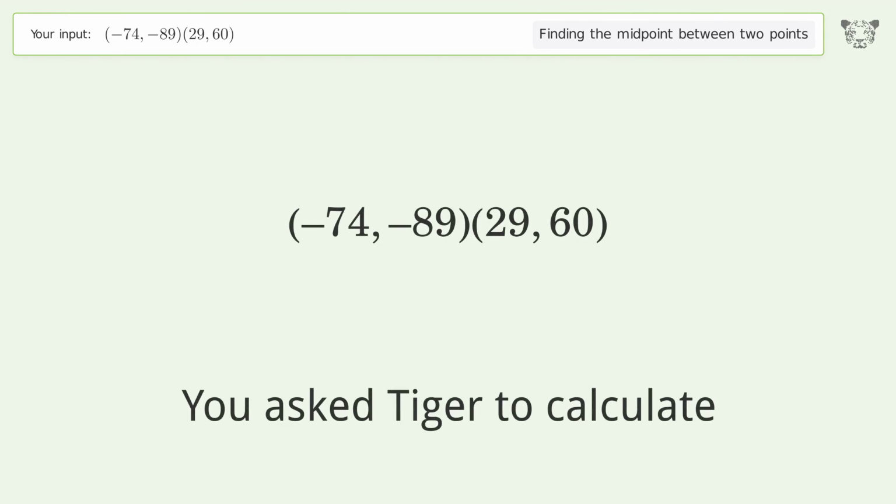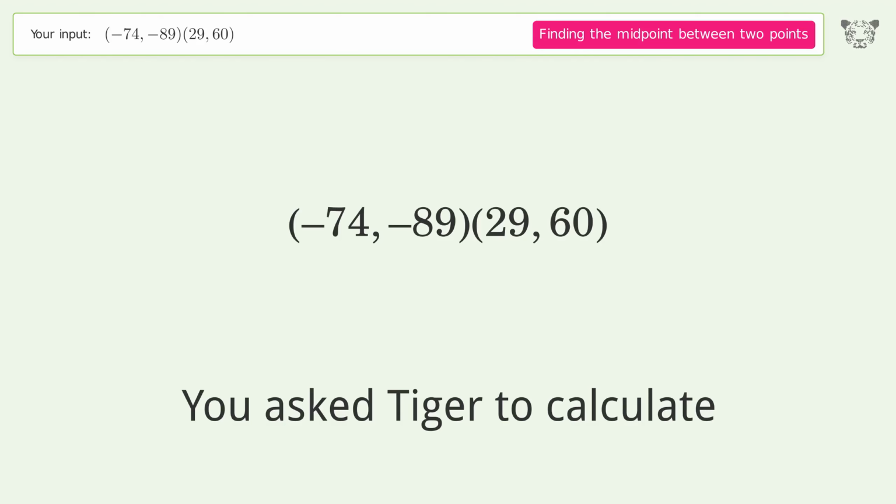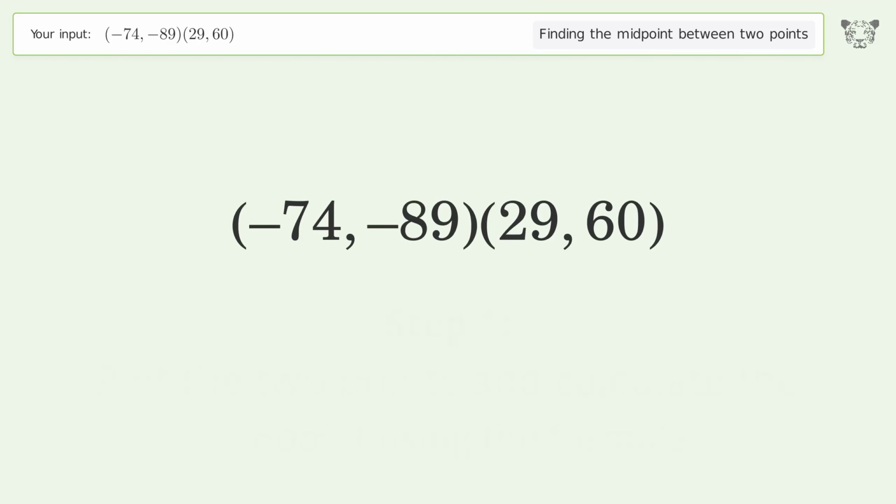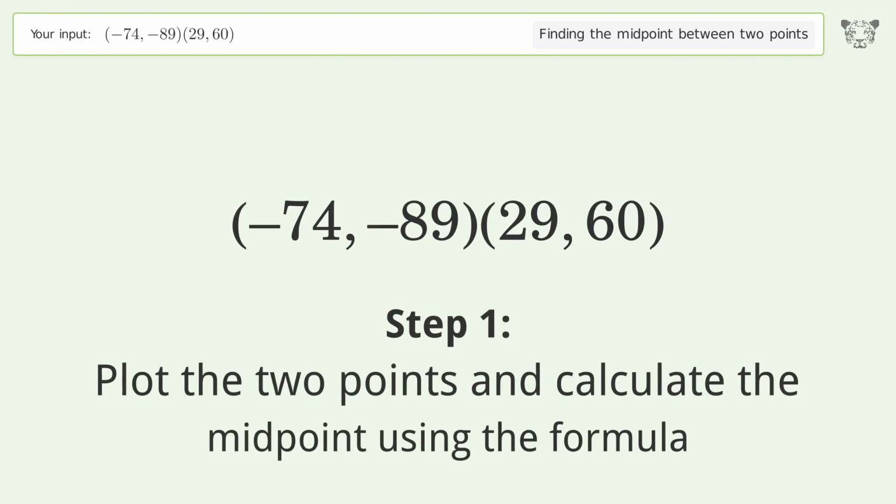You ask Tiger to calculate. This deals with finding the midpoint between 2 points. The midpoint between the 2 points is -22.5, -14.5. Let's solve it step by step. Plot the 2 points and calculate the midpoint using the formula.